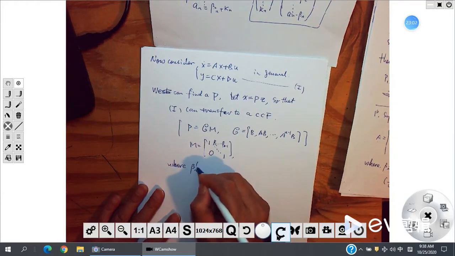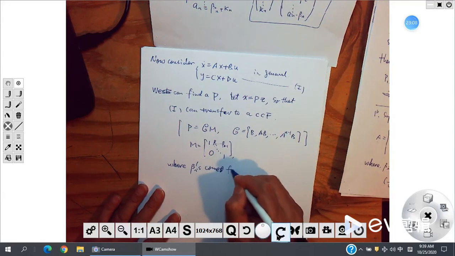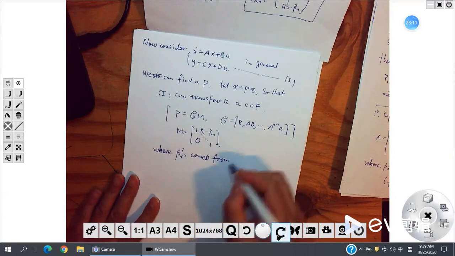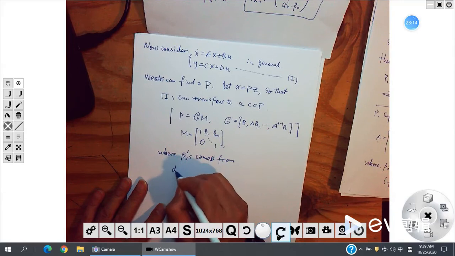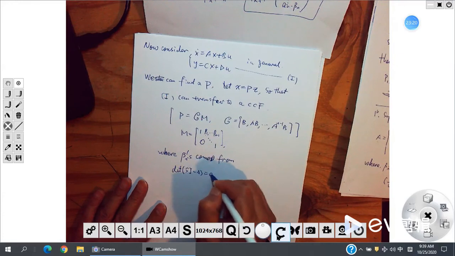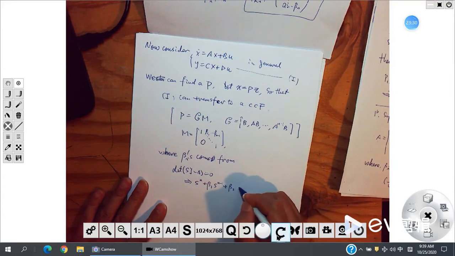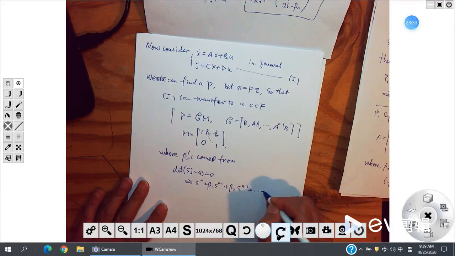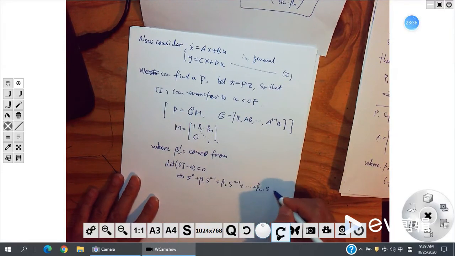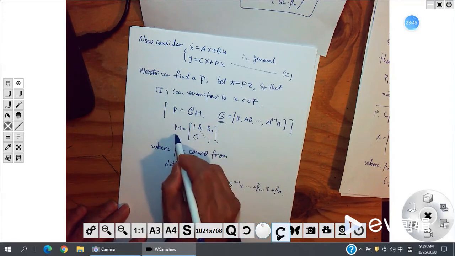beta comes from this one, from the determinant of sI minus A equal to 0. This gives us s^n plus beta 1 s^(n-1) plus beta 2 s^(n-2) plus, until beta n-1 times s, plus beta n. Alright, so beta comes from here. Then you can have this C and M. You put them together, you can have P.